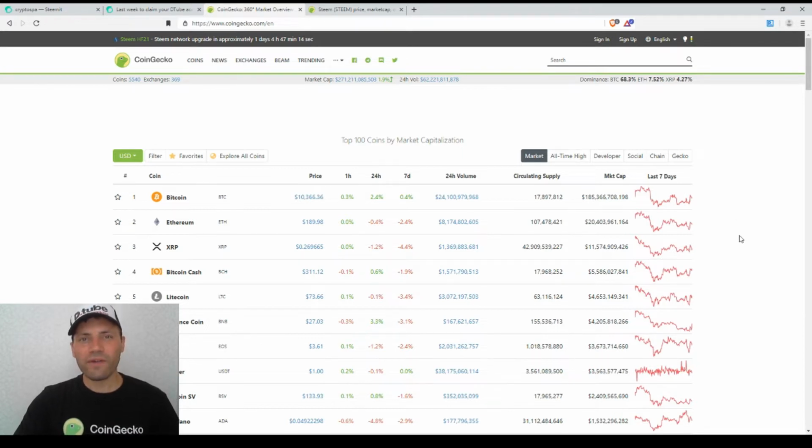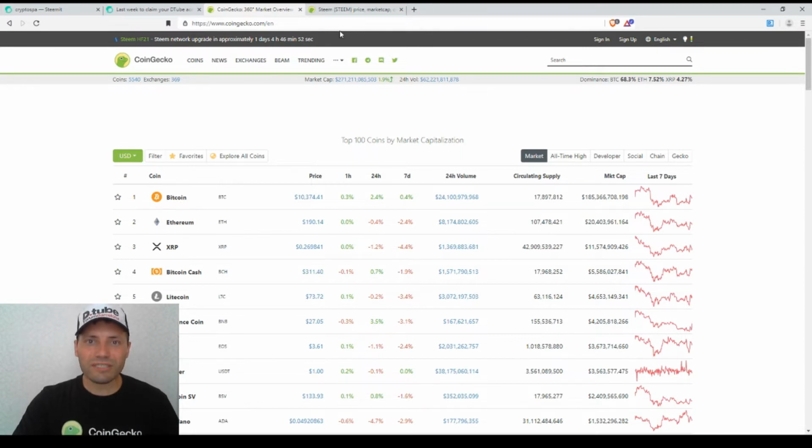And before we analyze the price chart of Steem, I just want to remind you that Steem Hard Fork 21 will take place in 1 day, 4 hours and 47 minutes. So the Steem network upgrade is in a little bit more than 1 day.